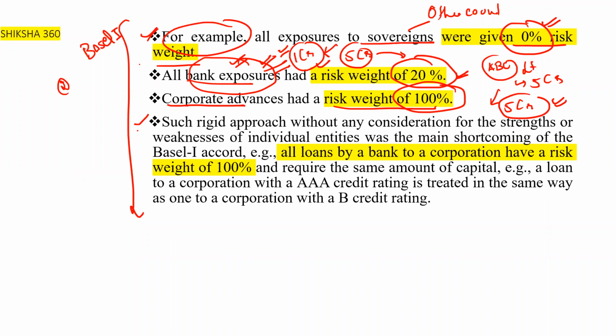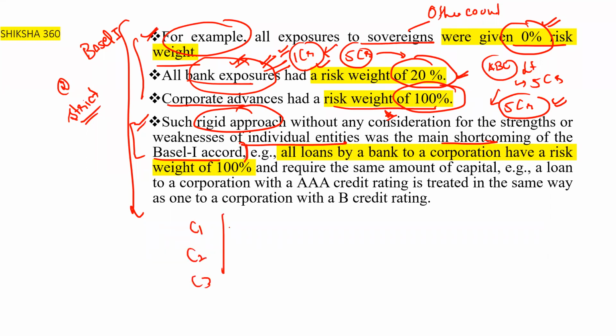So these are strict implementations. Such a rigid approach, without any consideration for the strengths or weaknesses of individual entities, was the main shortcoming of the Basel I Accord. What is the meaning of that? Such a rigid approach without consideration for the strength or weakness of individual entities was the main shortcoming of the Basel I Accord. Say we have taken C1, C2, C3, three persons with three scores: 750, 690 and 580. This person may have a double A or triple A rating, this one a B minus rating, and this one a C rating.